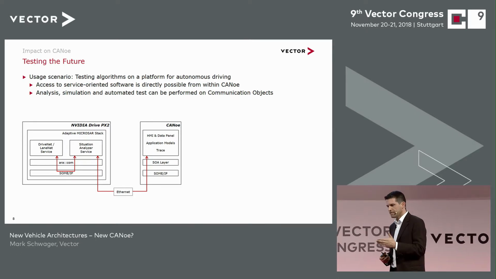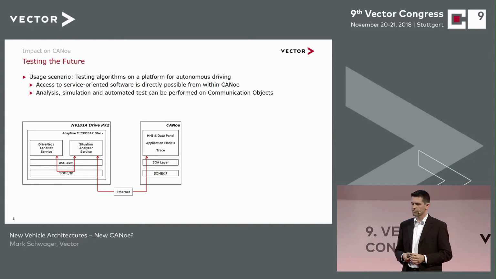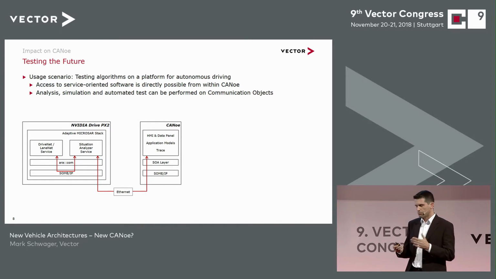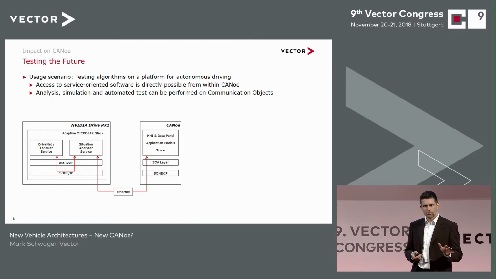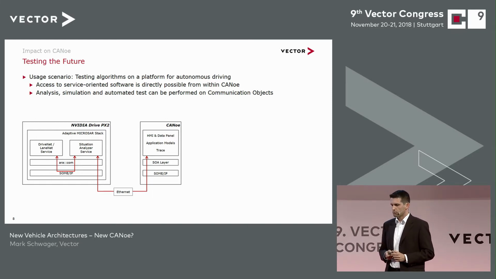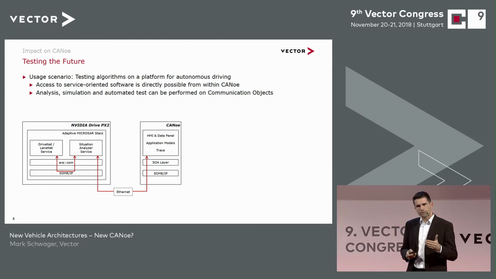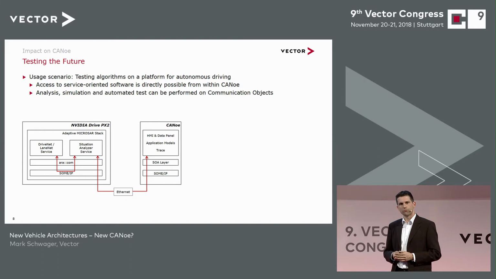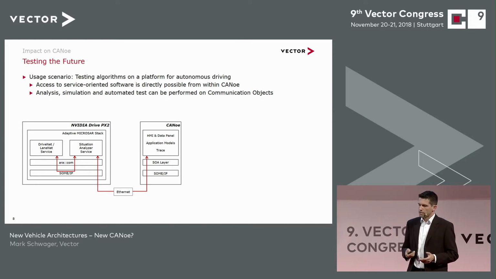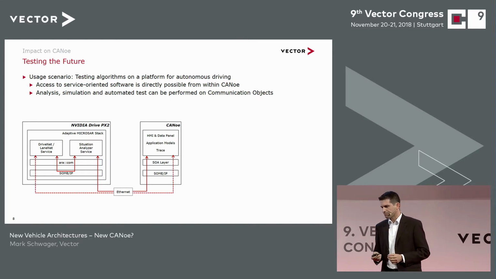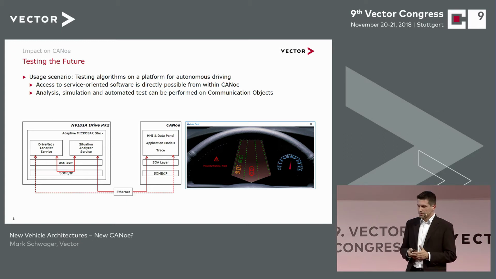So the heading here is testing the future. That's a bit blunt. What's the scenario if we're having access to future devices? Outside in our exhibition, we've got a booth where, for example, the platform for autonomous driving of NVIDIA is available locally. A micro adaptive stack is running on it with exemplary applications, all of it service-oriented. And we have direct access from CANoe. Based on the service description, we can directly set up the objects in CANoe, and have the opportunity of accessing them. For example, we can make an analysis, a simulation of it all, or we can also perform automated testing on communication objects.